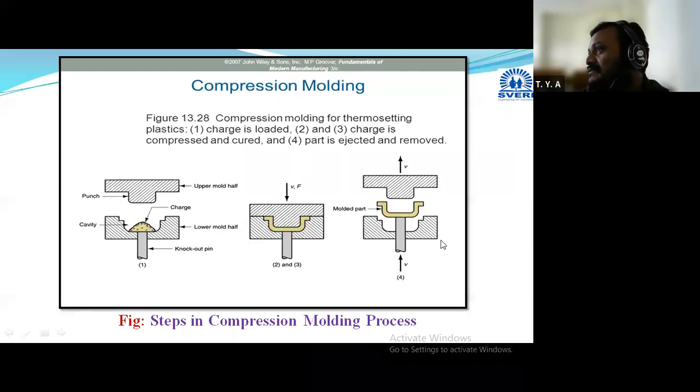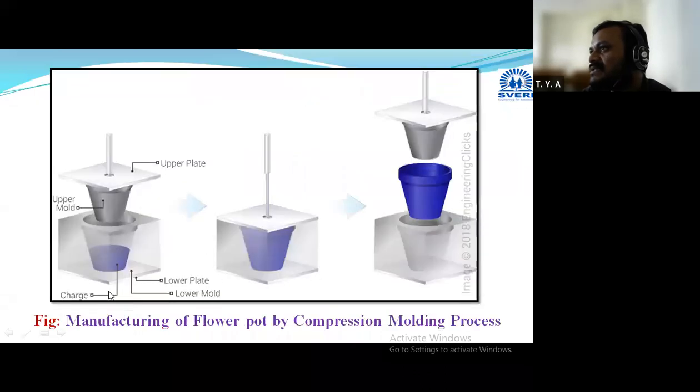This is the simple diagram. This is the charge, then application of the pressure or closing of the mold, and with the help of the ejector pin or knockout pin, we remove the molded part. This is the final component. Some defects may be there, and those defects are corrected by using different operational techniques, or you can say some finishing operations are performed. So this is the compression molding process.